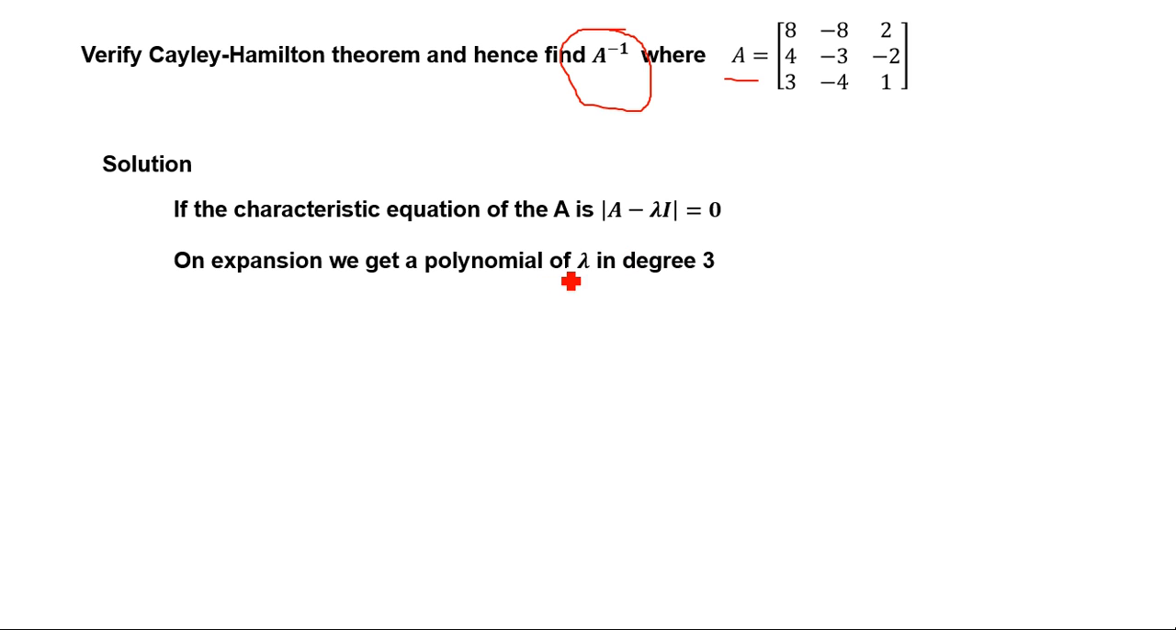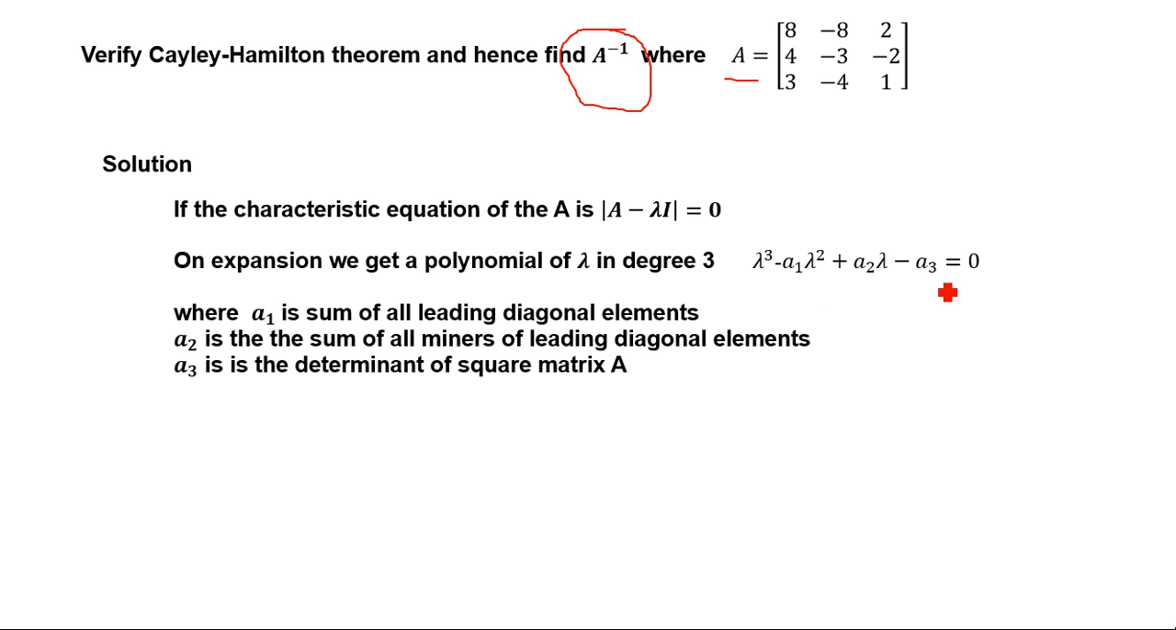So on expansion we get a polynomial of lambda in degree 3. So what is the polynomial here? Lambda cube minus a1 lambda square plus a2 lambda minus a3 equal to 0. So we need to find a1, a2, a3 and substitute in this equation. We get the characteristic equation of order 3.